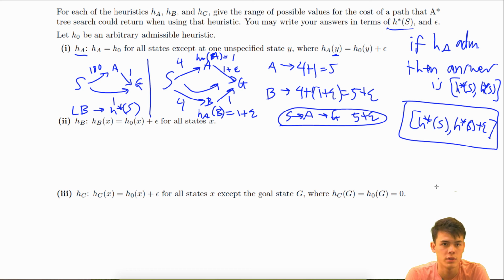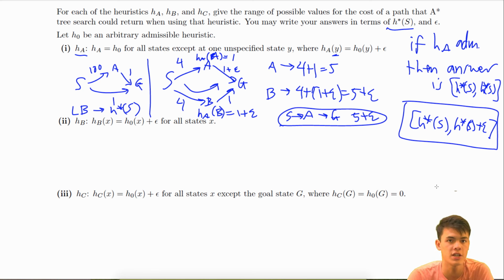The way A star works is it's going to add stuff to a fringe and then pop them off based on the cost that it sees. So if everything's heuristic cost is bigger, then the order that A star does every single thing is going to be the same as the order that it does things without this plus epsilon term. That's the key insight here.